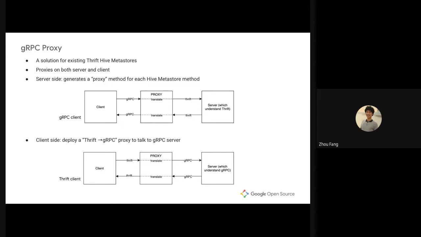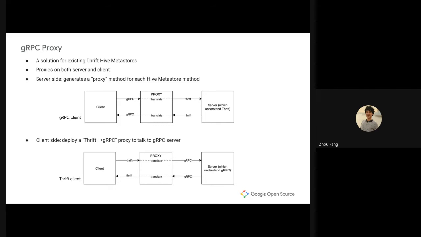I will first go through how we implement gRPC integration and then talk about the applications. So our first version of gRPC support works for all existing Thrift Hive Metastores. The reason is that Thrift has been deeply integrated into Hive Metastore, so it would be long-term work to replace Thrift inside the Hive source code. It will take very long.